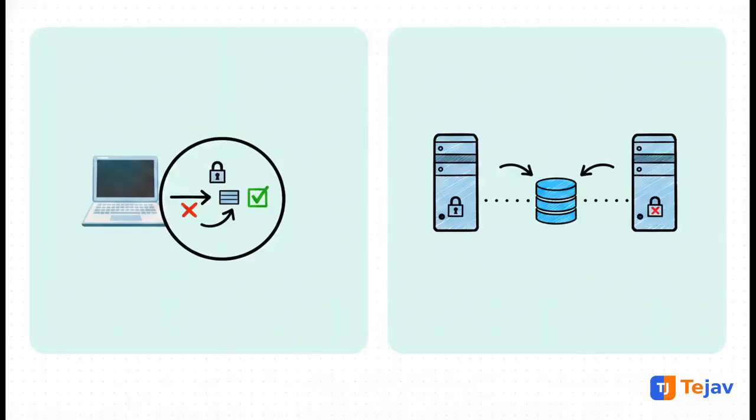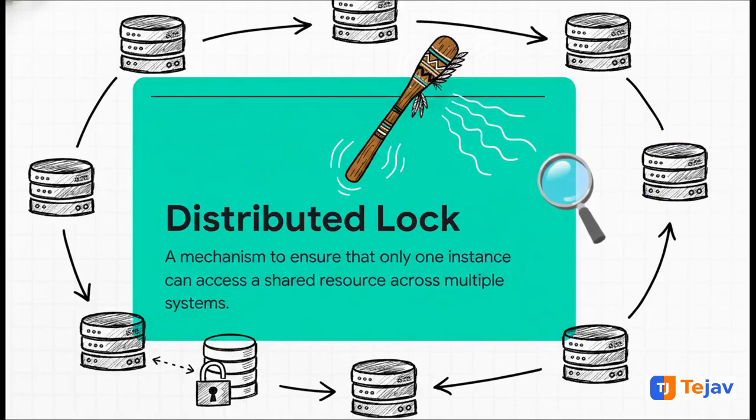On a single computer, this is actually pretty easy to fix. You just use a simple lock or a mutex to make sure only one thread can touch the payment at a time. But in a distributed system, with servers all over the world, a lock in one server's memory is totally invisible to another. We need a lock that works across the entire network. And that's where a distributed lock comes into play.